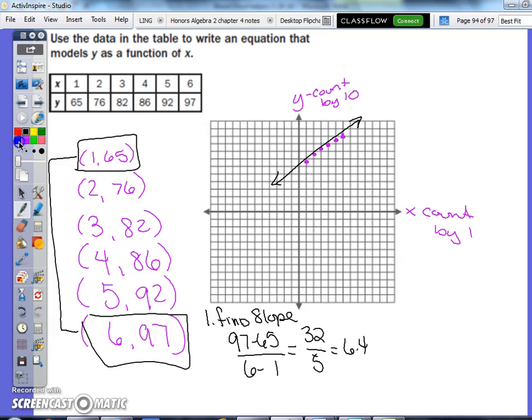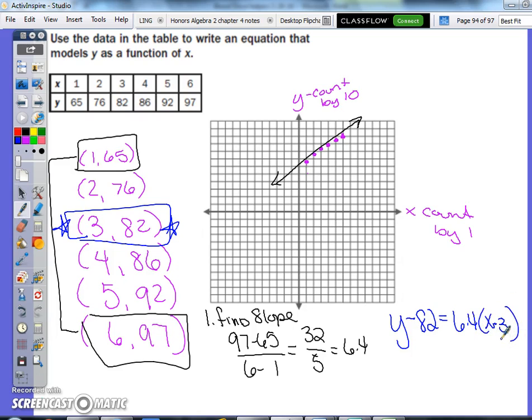All right. Then you're going to use all those fun equations and pick a point, any point you want, for funsies. Let's just pick a middle point. So we're picking the point I started. And you're going to say y minus 82 equals 6.4, which is slope, times x minus 3. And you're going to solve that.